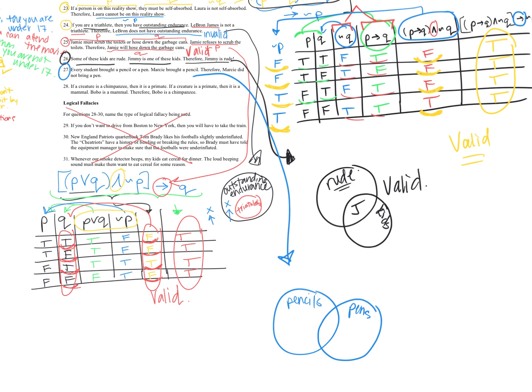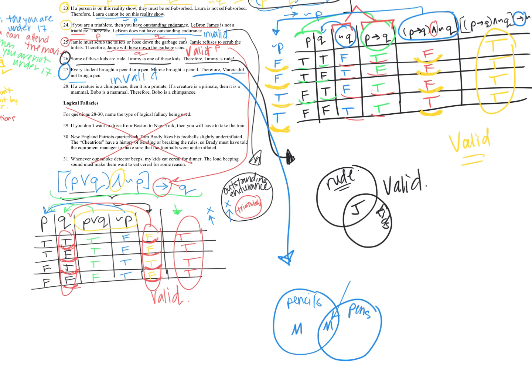And it says Marcy brought a pencil, therefore Marcy did not bring a pen. So there's nothing to say that Marcy doesn't live in that overlapping section. Like there could be an overlap. So because we don't know that, we can't say that she did not bring a pen because she could live inside of that. So that would be an invalid argument.